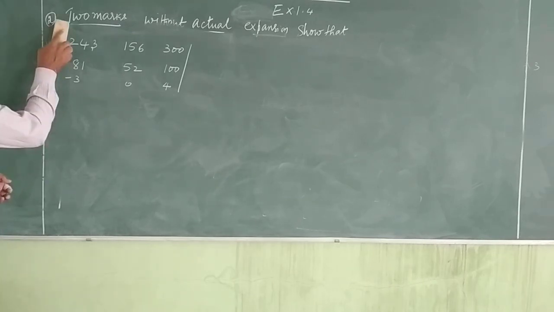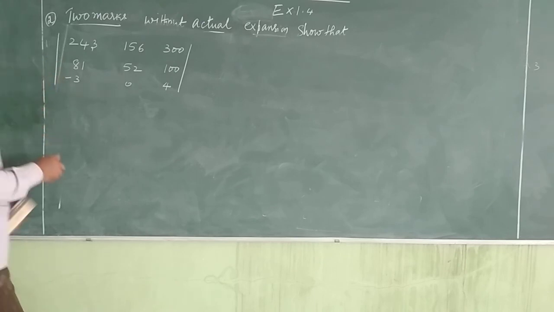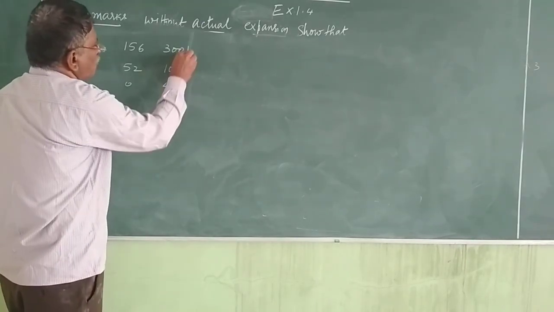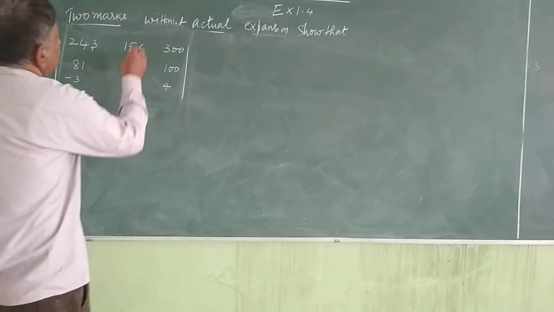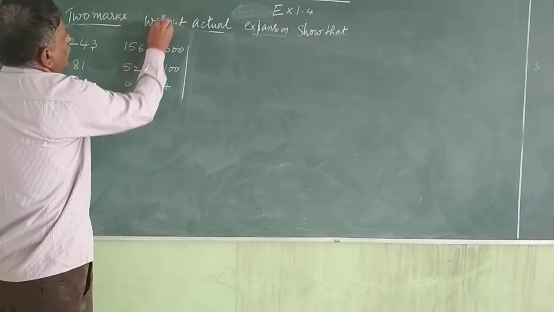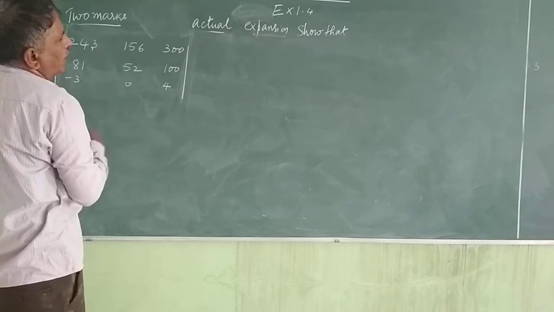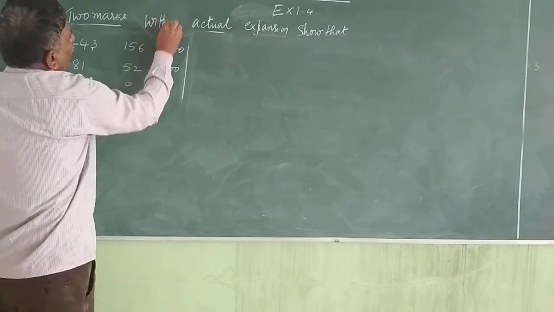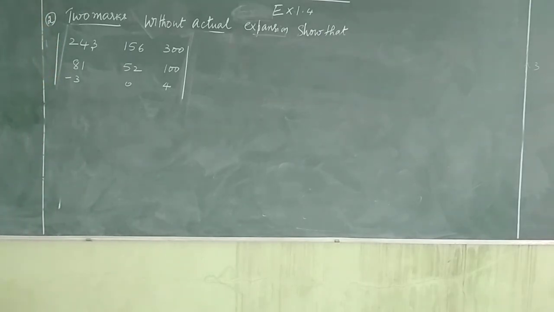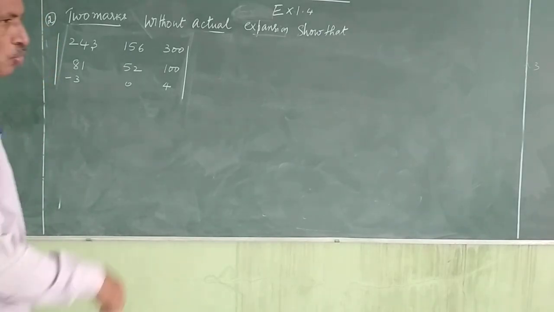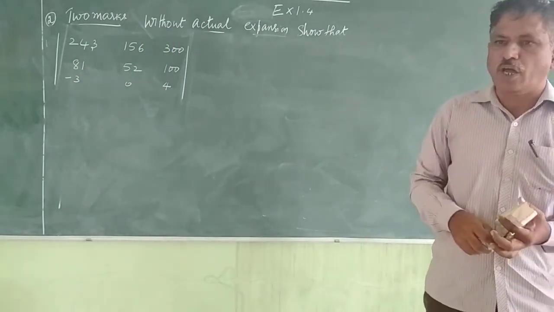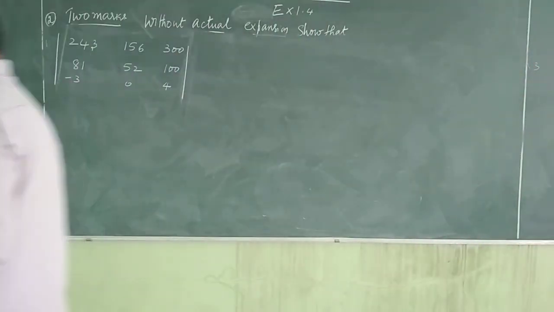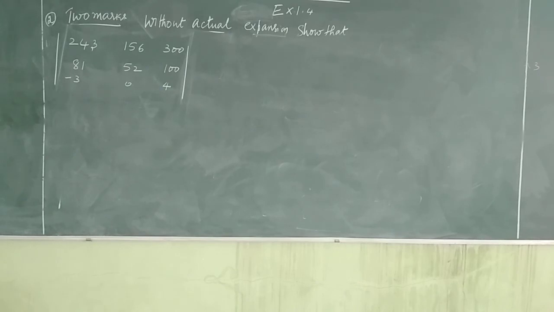In the last class, we discussed a few problems using the properties of determinants. Those are 2 marks questions, and it has been given that they must be solved without actual expansion. That means you need to use the properties of determinants to solve. In the last class we solved a few problems, and now we continue with the 2 marks questions. This is the 5th question, with 2 marks.